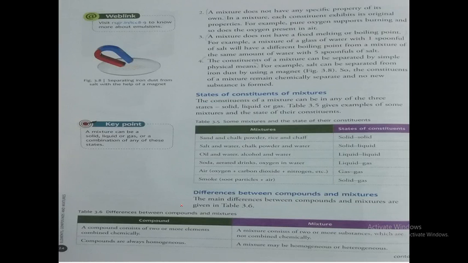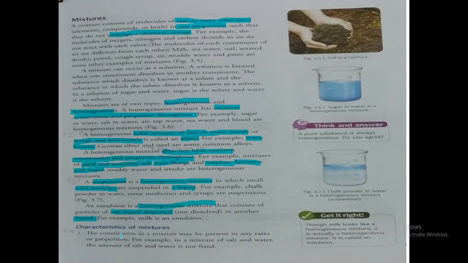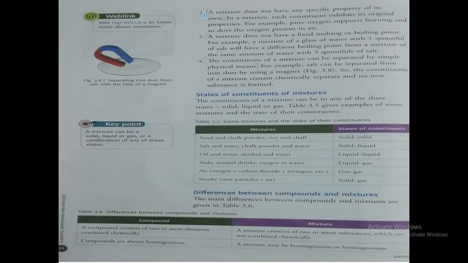Now let's go through your book. The first characteristic is that the constituents of a mixture may be present in any ratio or proportion. This one I have told you, they can be present in any proportion or ratio that is not fixed. Next is, a mixture does not have any specific property of its own.